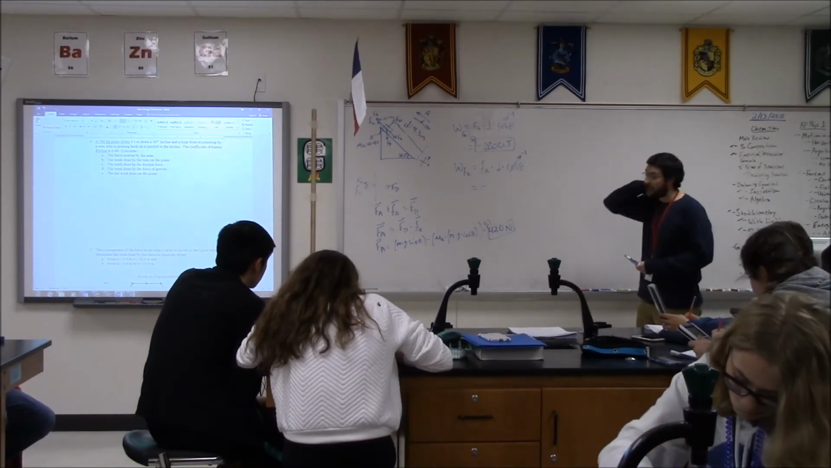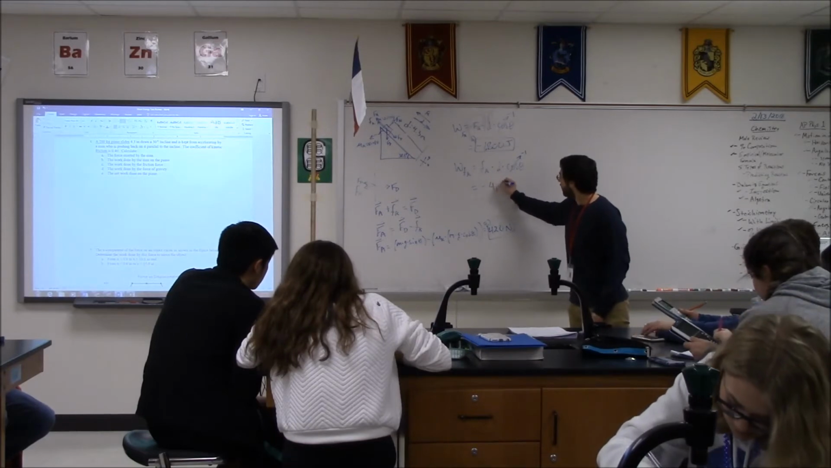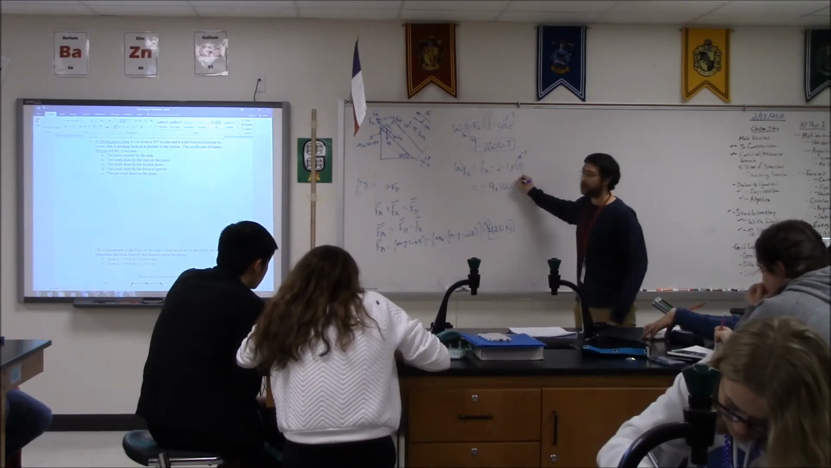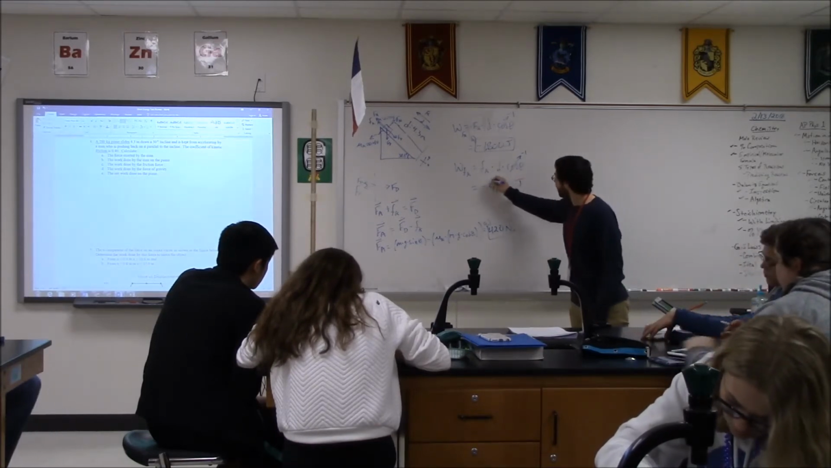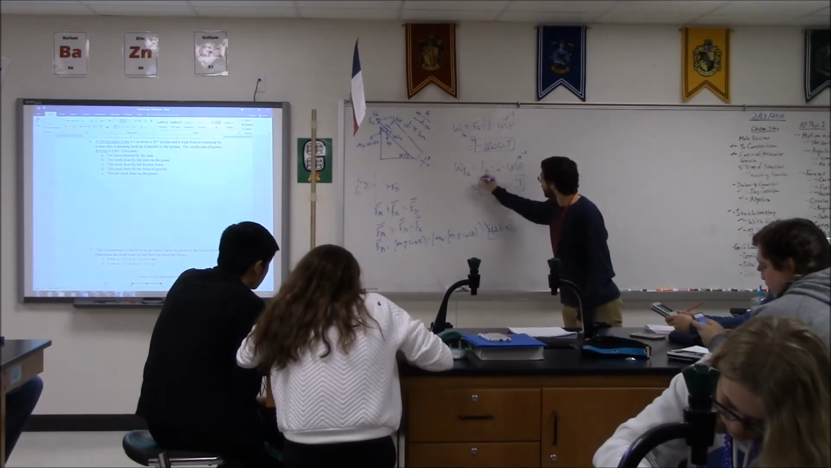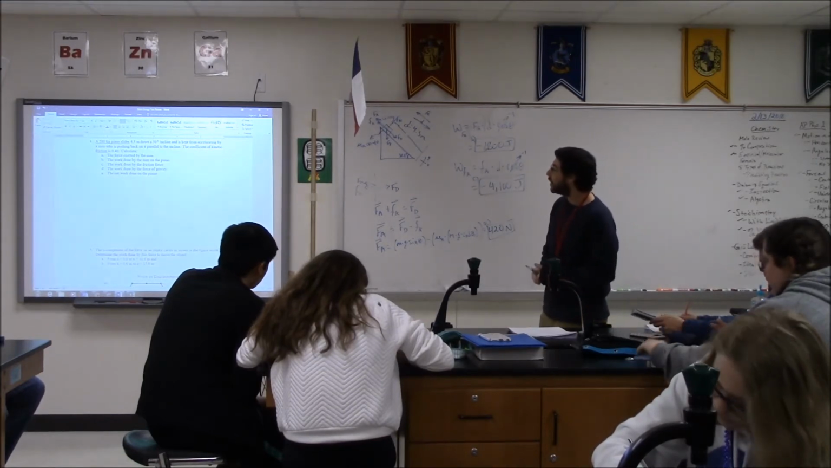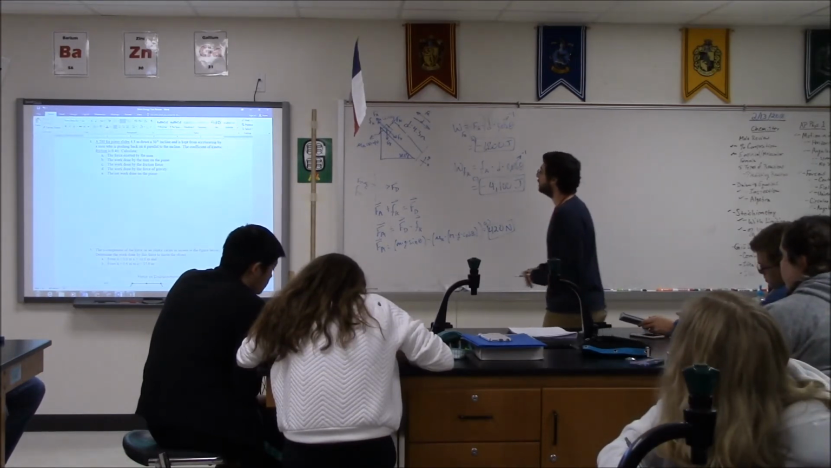Alright, Tim, what'd you get? Negative 4100. That's a naked number. Joules. Good. Anybody else get that? Alright. Okay. Letter D, the work done by the force of gravity.